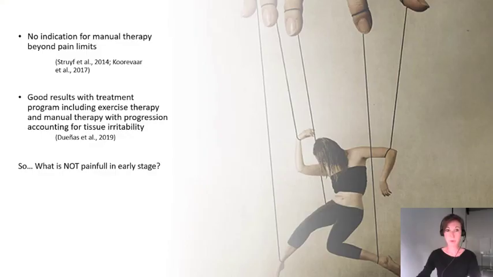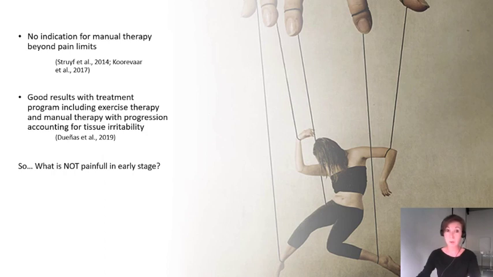And this is a very important fact to base our treatment strategy on. Reviews conclude that there is no indication for manual therapy beyond pain limits. So there is no good argument to provoke pain in our patients with manual therapy, nor with exercises, as it has never been shown that it will result in a better outcome.